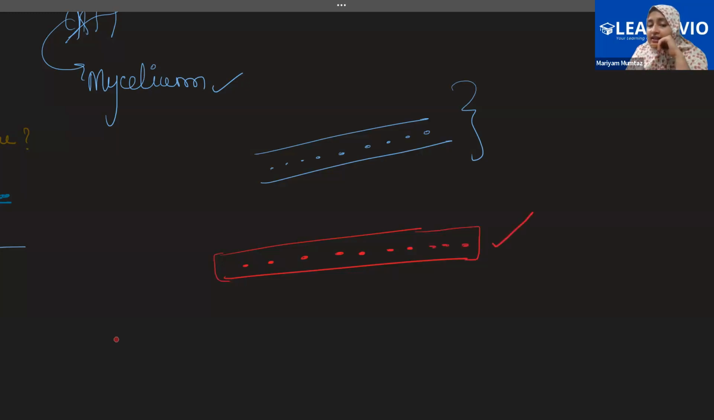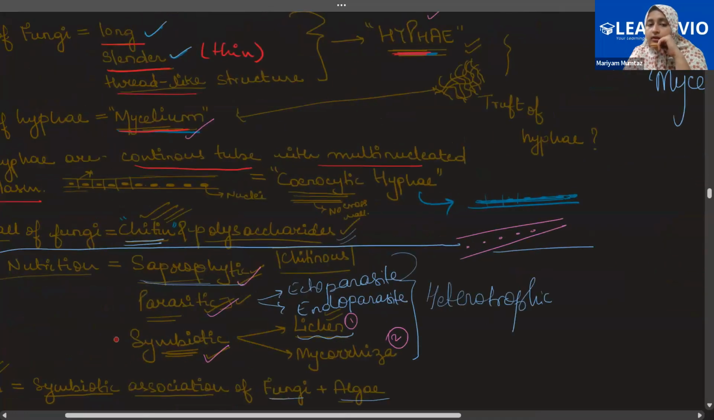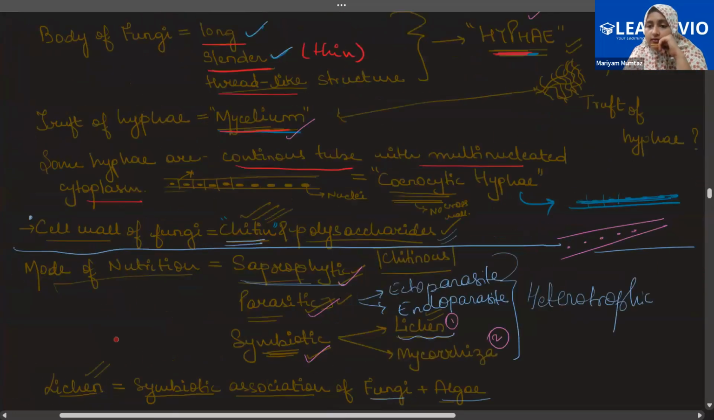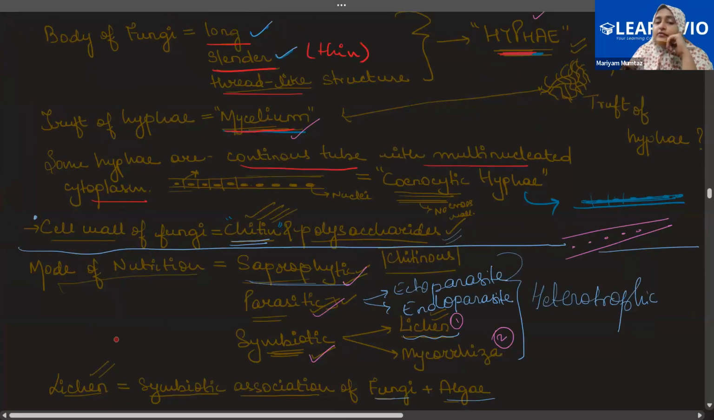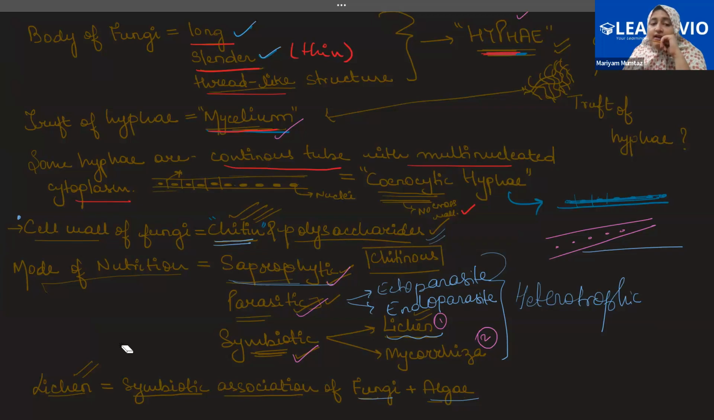This is the case of hyphae, and this type of hyphae is known as cenocytic hyphae, wherein a multinucleate condition is there and there is no cross wall formation. Clear? Got it? Yes, ma'am. So this type of hyphae is cenocytic hyphae. No cross wall is present. Now the cell wall of fungi is made up of chitin and polysaccharide. This chitinous cell wall is a unique thing about them because it is a very hard substance. So chitin is the cell wall of fungi.